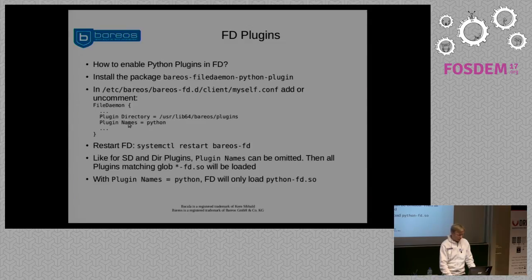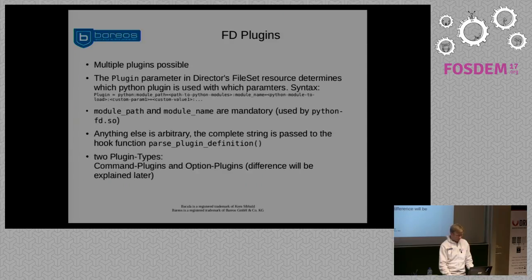The statement plugin names can be omitted, but as there can be also other plugins, like for example the bpipe plugin that was mentioned before, then it will load all plugins found in the directory /usr/lib64/bareos/plugins. So with plugin names like Python, it will only load the python-fd.so library.